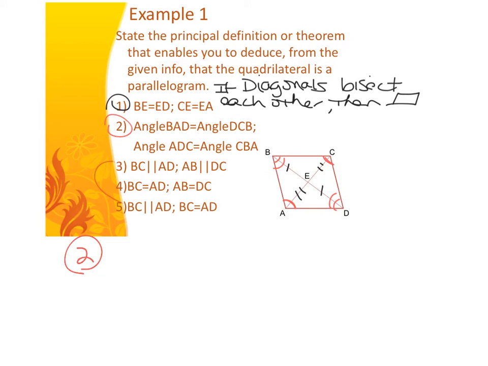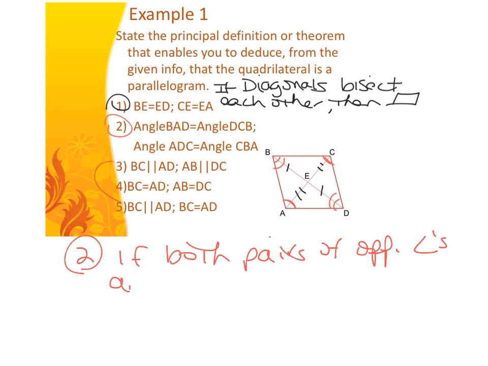So for number 2, if both pairs of opposite angles, OPP you can abbreviate and then do the little angle symbol, are congruent, then we've got a parallelogram.